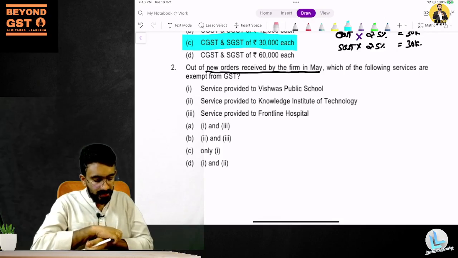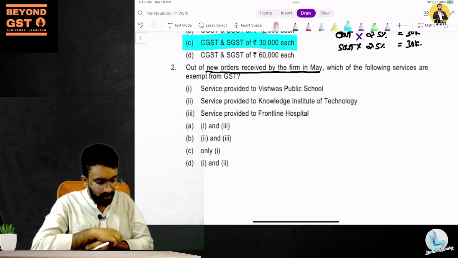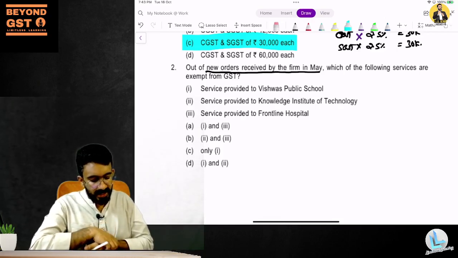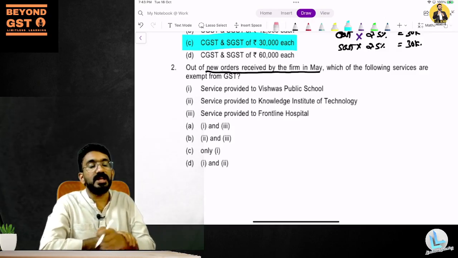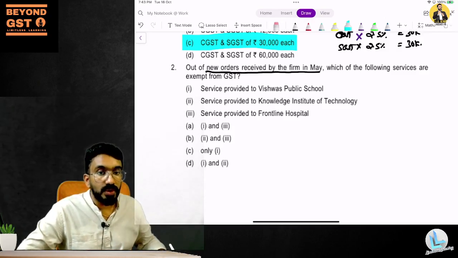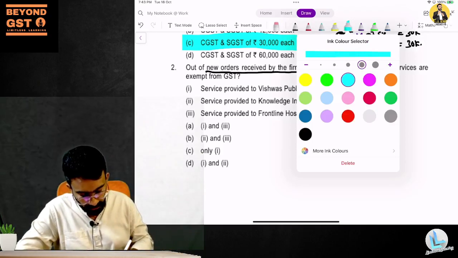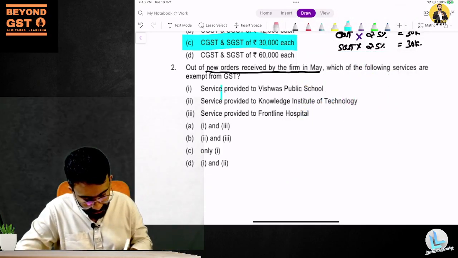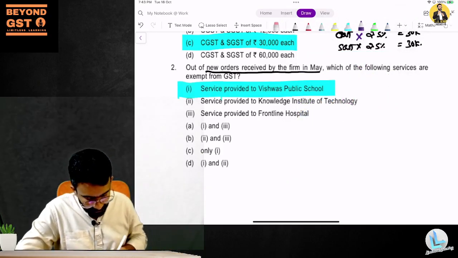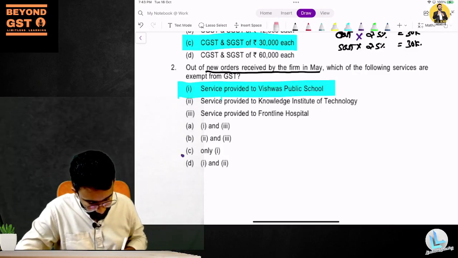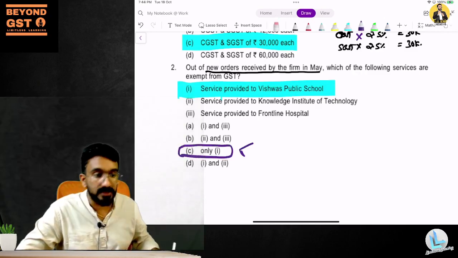One, provided to school. Second, provided to Knowledge Institute of Technology. Third, provided to Frontline Hospital. Which is the only one that is exempt? Only the one to school is exempt. We have already discussed and concluded this. So which option would be correct? Only one. This is the correct answer.